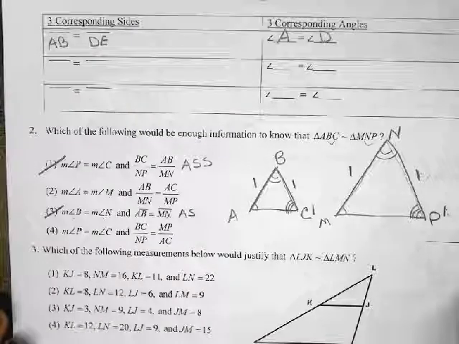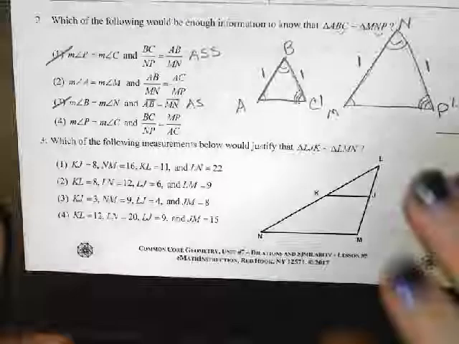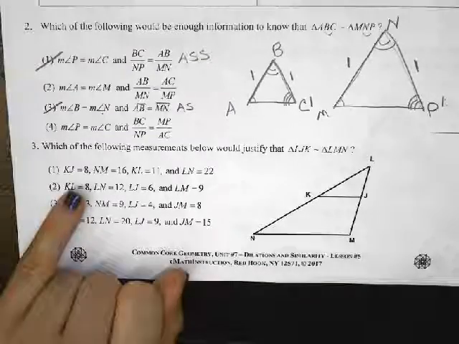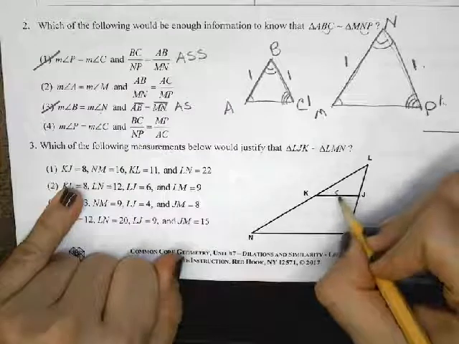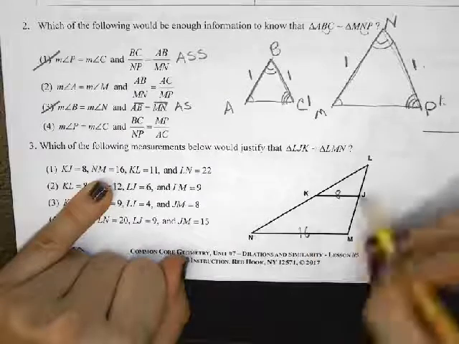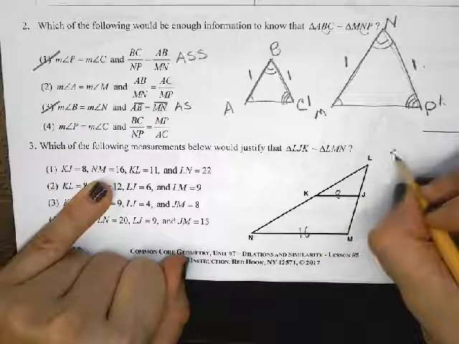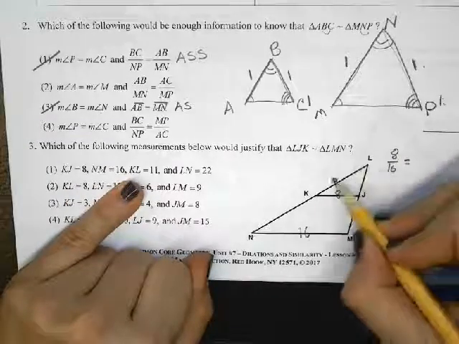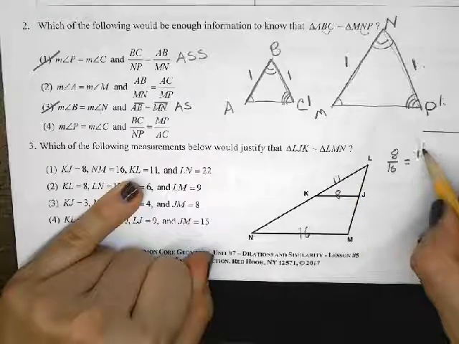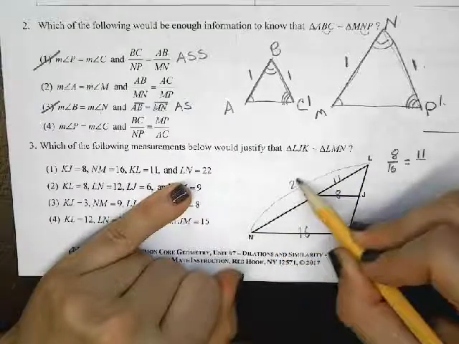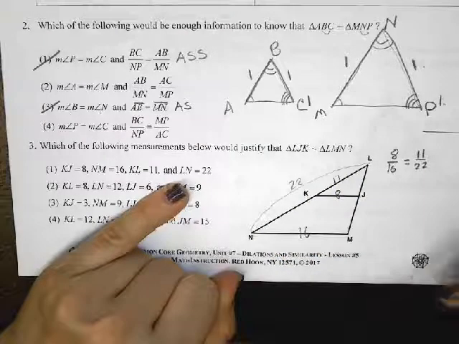Now you need to come up with whether it's 2 or 4. I'll model number 3 as well. Remember, we're trying to set these up as proportional sides. So let's look at KJ. They said K to J is 8, that's the small triangle. N to M is the big triangle. So we're going to start to set up a proportion. 8 over 16 equals, well, let's look at K to L. K to L is 11, and again, that's the small, so I'm going to have it on top. And L to N, the whole entire thing is 22. And then I'm going to check to see if that works.